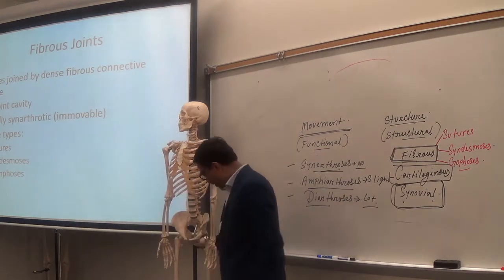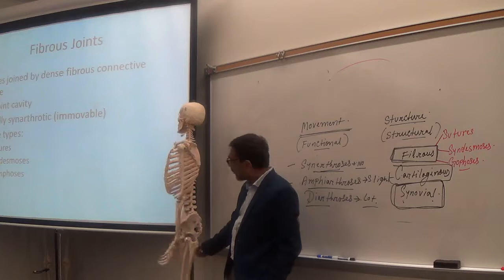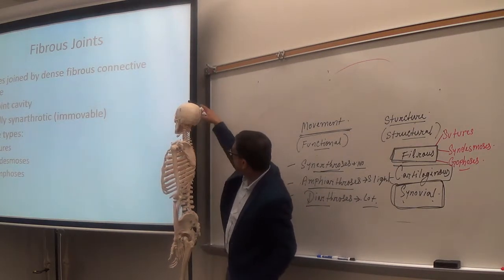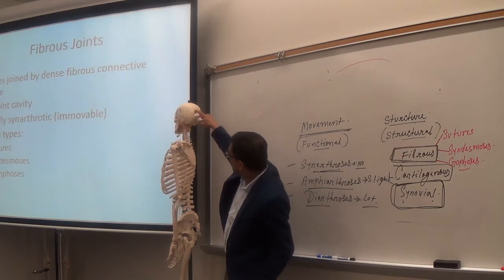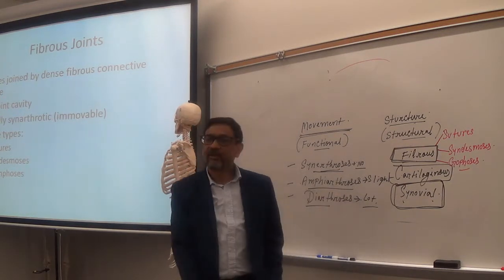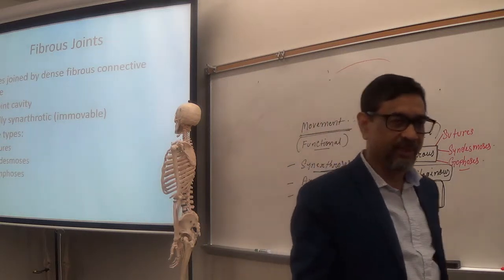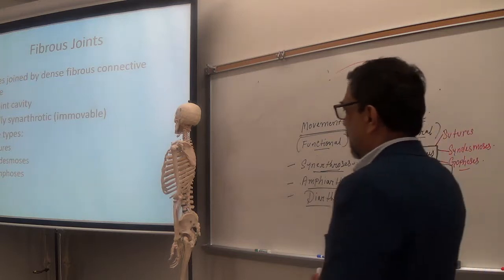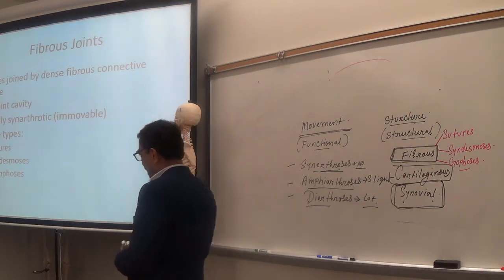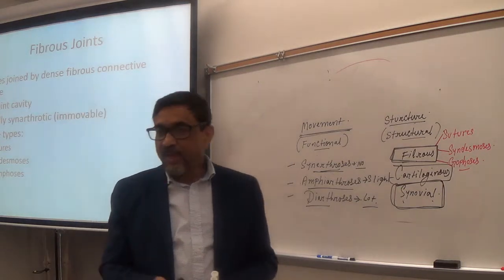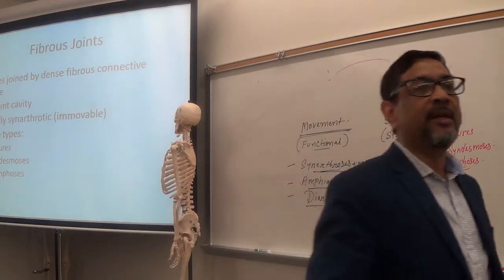Sutures, I have already shown you. Sutures hold the skull bones. So most of the skull bones are attached to each other by the sutures or sutural type fibrous joint. Is it clear? Syndesmosis. In syndesmosis, the bones are connected by ligaments.